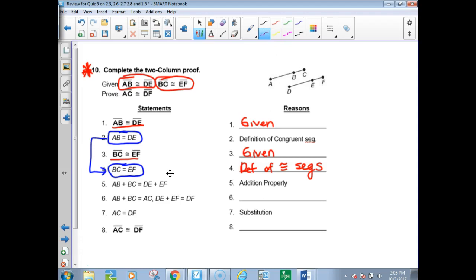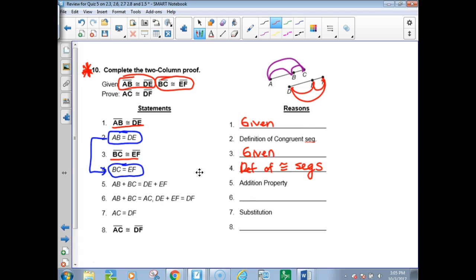Okay, next they're writing a whole new line that has nothing to do with these, really. Except that, well, where do I get this from then? You see this AB plus BC equals AC, first and last. And then here, DE plus EF equals DF. Look at the picture up here. All they're saying is that AB plus BC equals the whole thing, AC. And down here, they're saying DE plus EF equals DF.